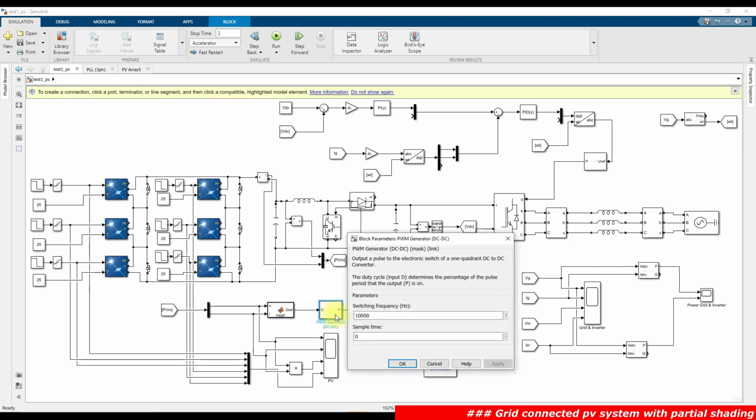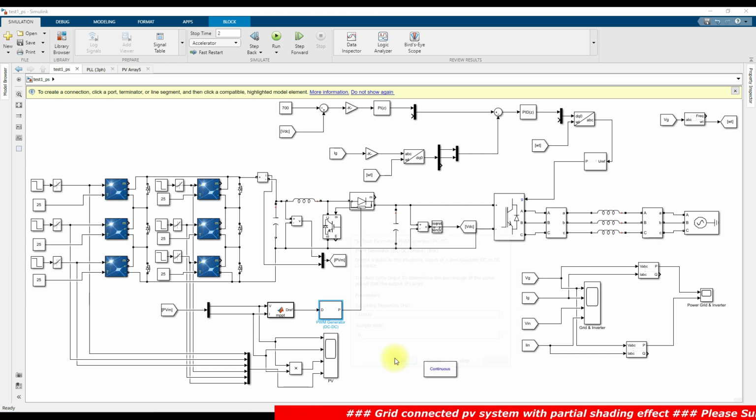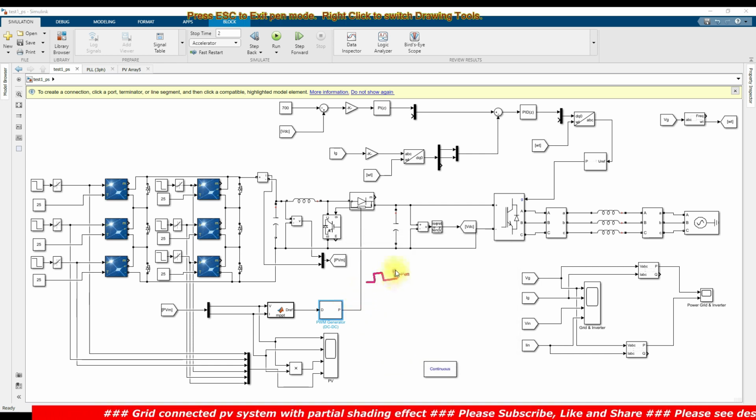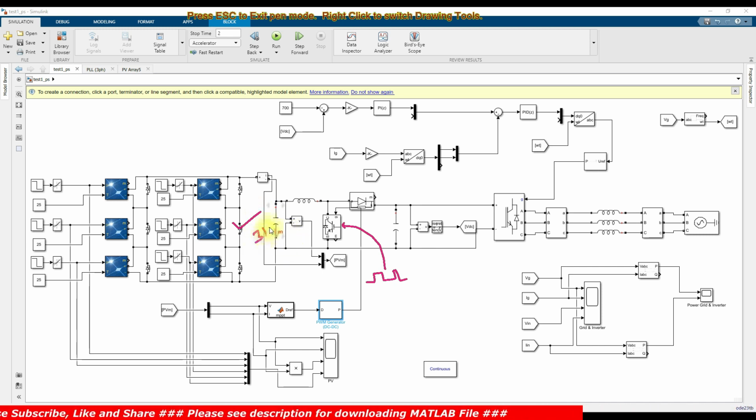That duty cycle is going to be processed by this PWM generator. This PWM generator is going to generate the pulse, and then it will control this IGBT in order to extract the maximum power from the PV, as well as boost the voltage from 319 to 700.